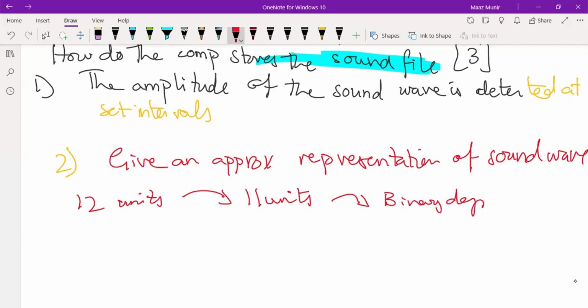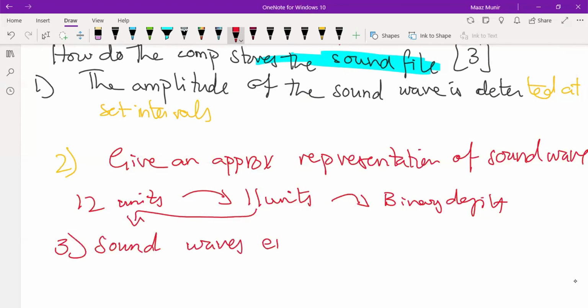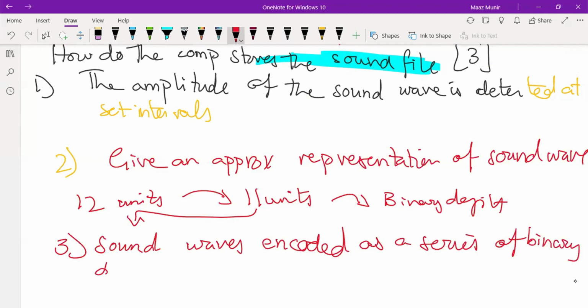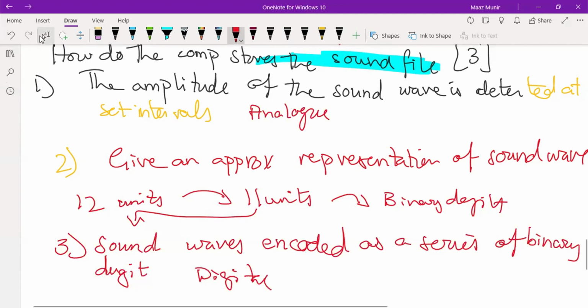binary digits. And so in the third step, the sound waves are basically encoded as a series of binary digits. And so in a step like this, your computer converts this analog data in step number 1 to digital in step number 3. That is everything you need to know about sound waves.